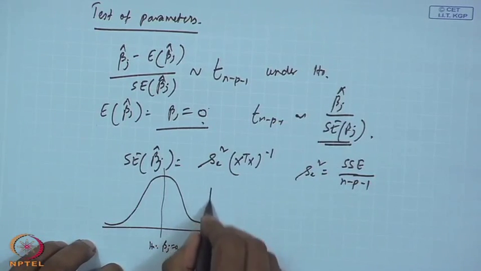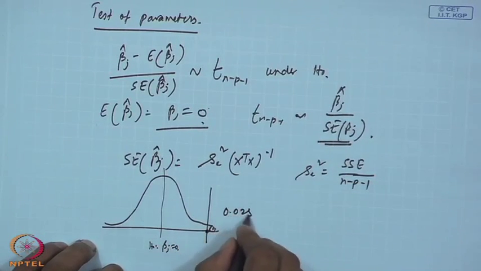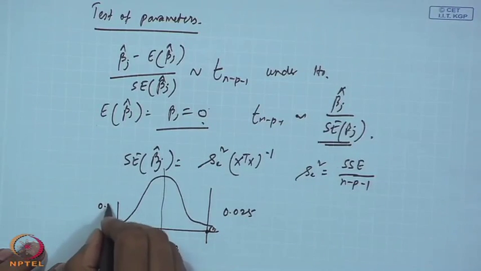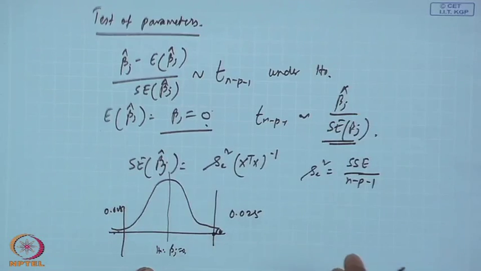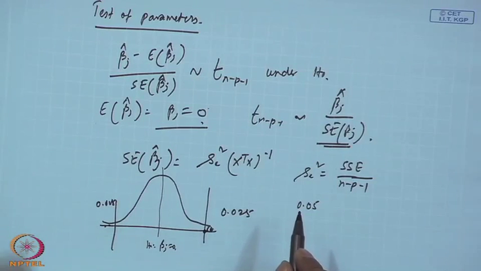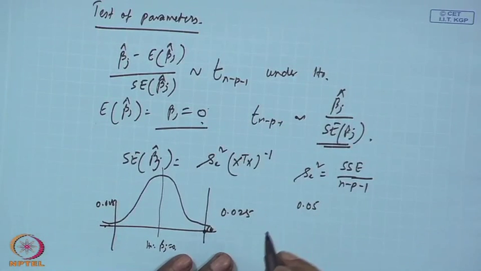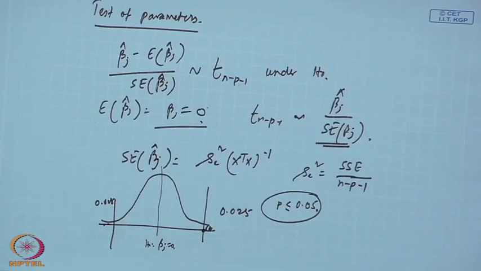So, suppose your computed value comes here, and this side is 0.025 and this side also 0.025. If your value falls here, then it is insignificant. So, usually we take 0.05. So, for the p value you are getting, if you find any p value which is less than or equal to this, then you blindly accept it, because this is significant with 5% error. Okay.